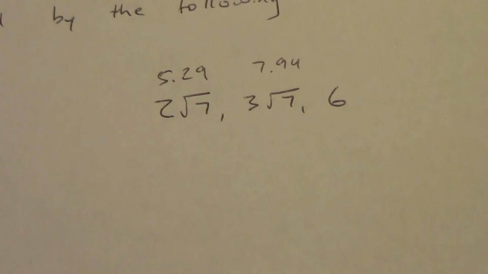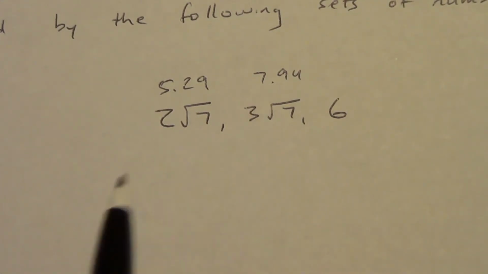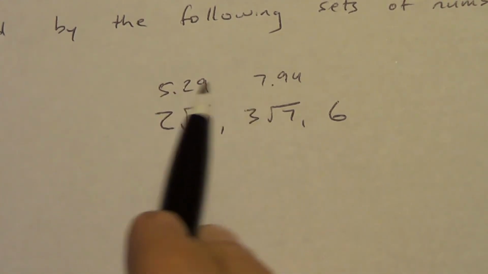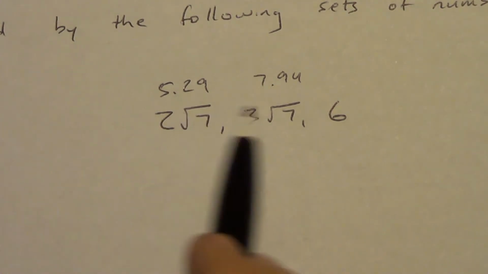And then we have our 6. So now it's pretty easy to tell we've got an A and a B and a C. All right, we are not going to use these decimals though, because if we use decimals, they've been rounded off. They're going to give us inaccurate answers as we finish up. So we're going to use the 2 root 7 and the 3 root 7.